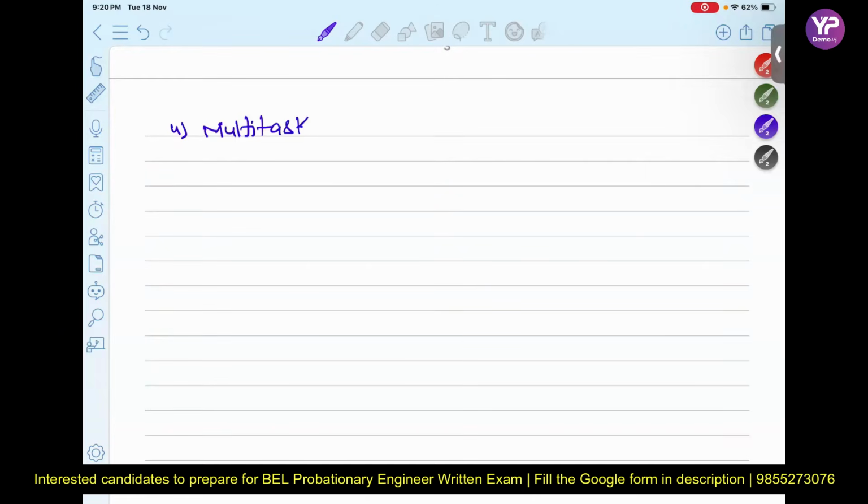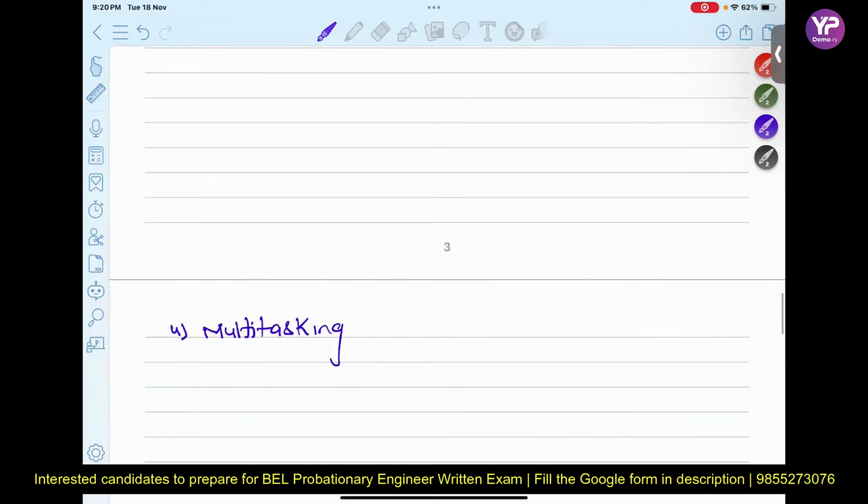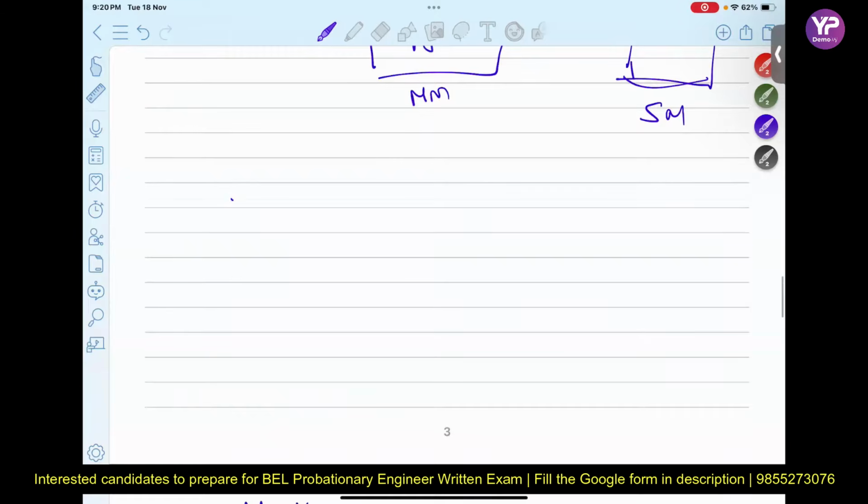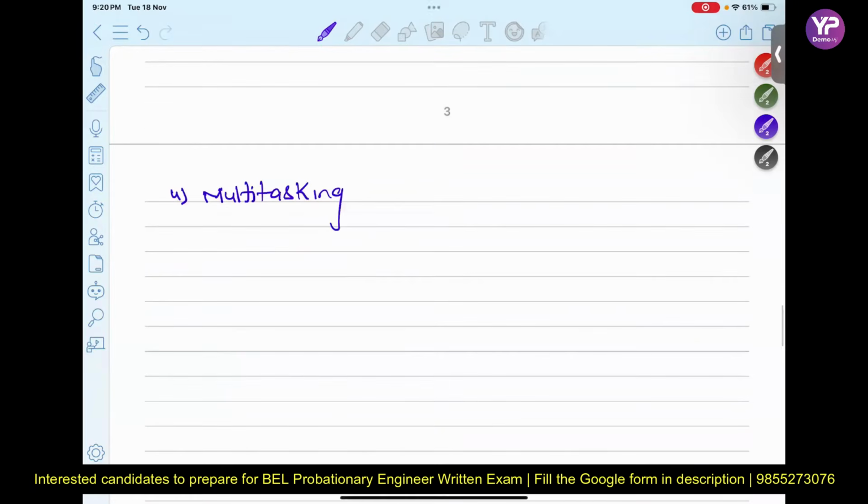Sir, example for multi-programming? Examples like modern operating systems, they are multi-programmed. Like I can say modern Linux supports multi-programming, and IBM also made one operating system, that is IBM OS/2. These are the examples.